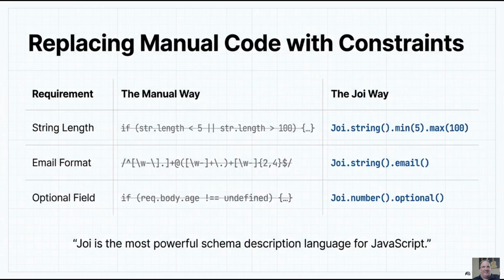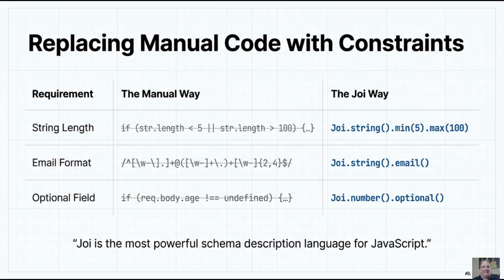So let's put this side by side so you can really see the difference. String length validation. Look at the manual way. You have to do all of that. You have a min and a max. It's beautiful, right? Email format. Usually you've got this long regex expression to test your email. For Joi, you can just do joi.string.email.